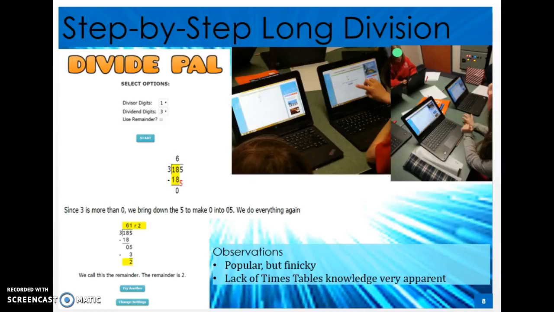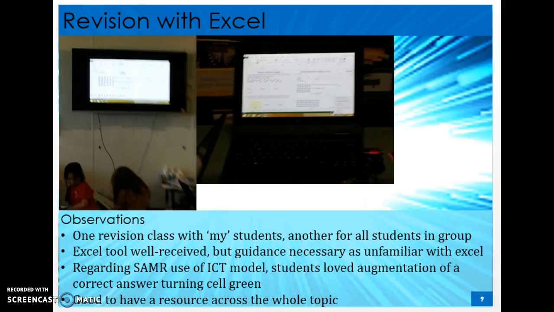The one shortcoming, in my view, is that it's so pedantic with the step-by-step progression that it can get a bit finicky. That said, it does work a treat, and you really do learn as you go with this long division stuff. At this stage, the lack of times tables knowledge was becoming particularly apparent. We then moved to revision.